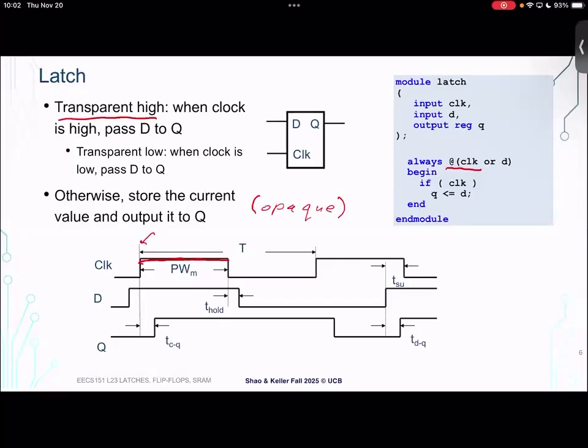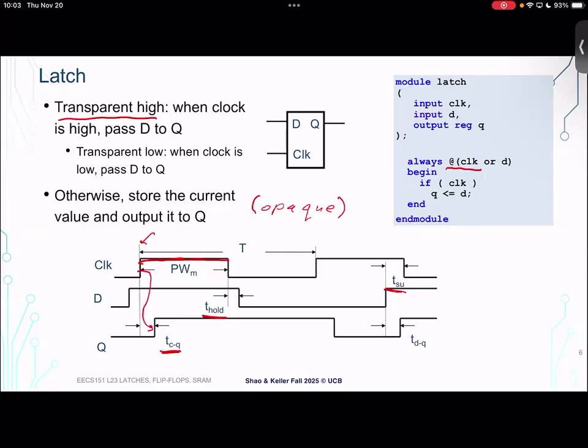And you can see that, like we did for a flop, we can define these key timing constraints. We have a setup time, which interestingly now is before the falling edge of the latch, because that's when the latch closes, if you think about it. So the data needs to be stable before that falling edge. We have a hold time after the falling edge. We have a clock to Q delay, which is just the delay from the clock edge for D to propagate to Q. So it's this delay.